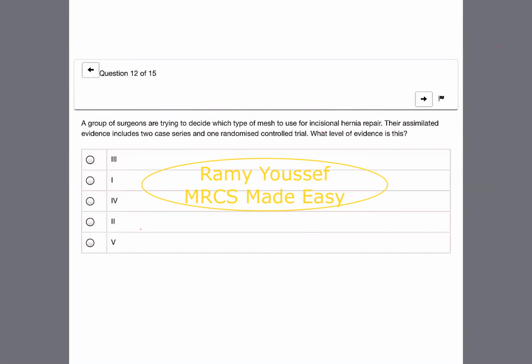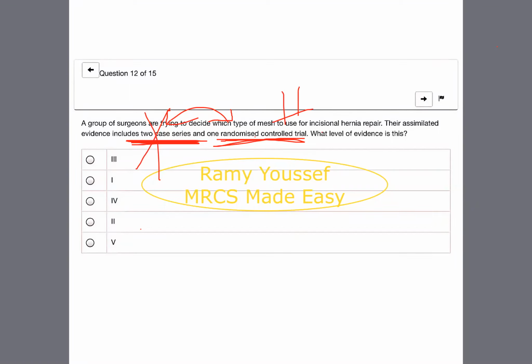Okay, we solved many questions about it. Here he won't just confuse you. We tell you 2 case series, so you want to go for 4, but he also has 1 randomized control study. So you have a higher study than this. It will cancel this, and you will depend in the end on 1 randomized control study.